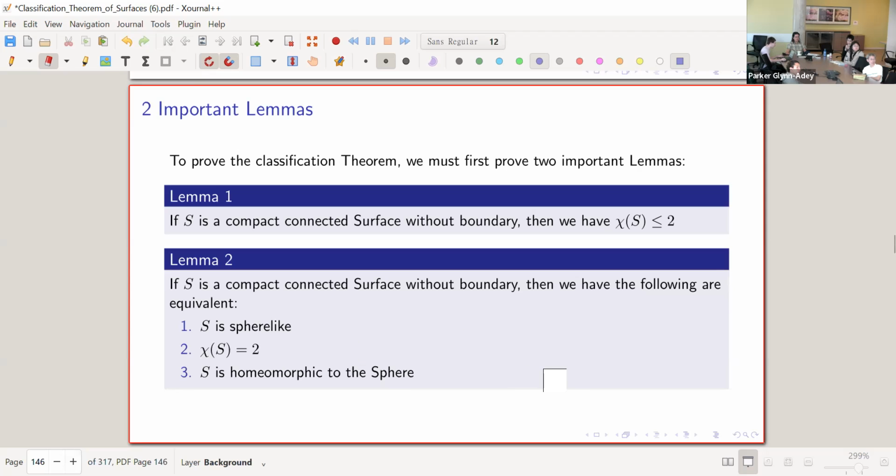So S is sphere-like, the Euler characteristic of S equals 2, and S is homeomorphic to the sphere. So we'll prove that these three are all equivalent statements. They're actually saying the same thing.